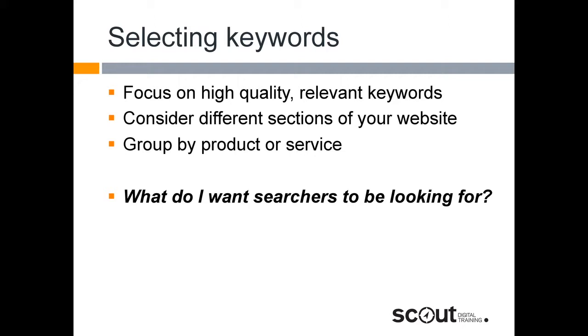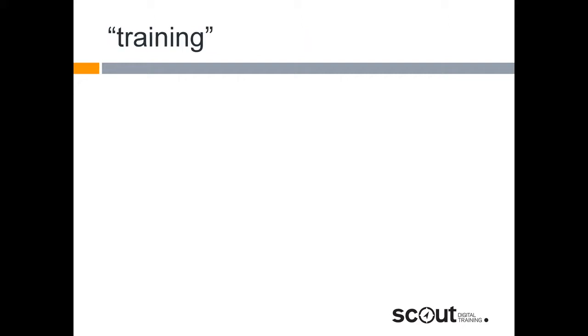So it's also good to consider the different sections of your website, and you might group them by different products or services. So if you're looking to run an overall campaign for your organization and you offer 3 or 4 different products or services, they may be your different ad groups that have their own different relevant keywords. But it's all about thinking, what do I want my searchers to be looking for? Think about those options as well.